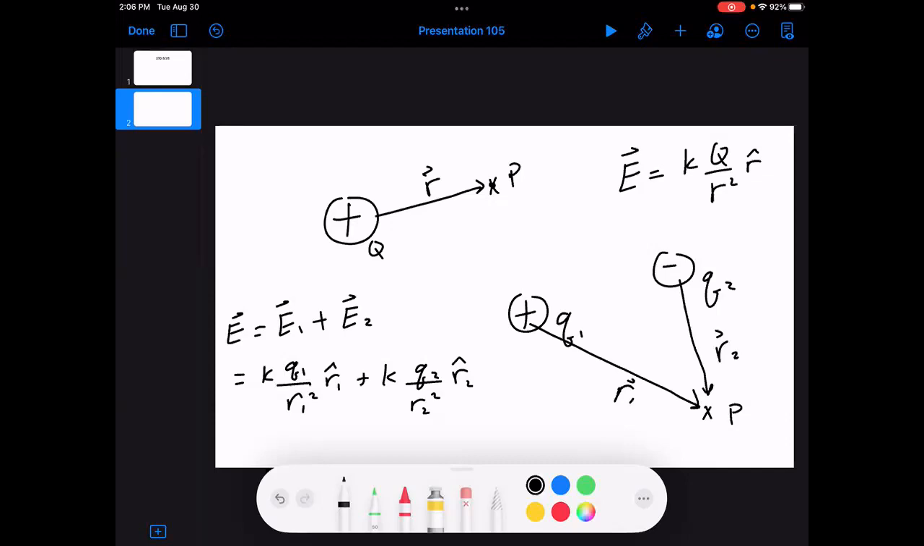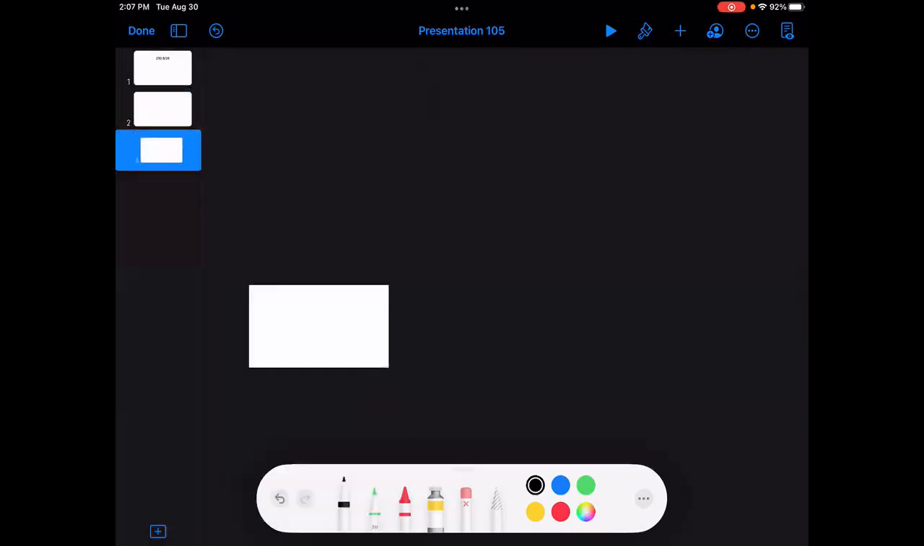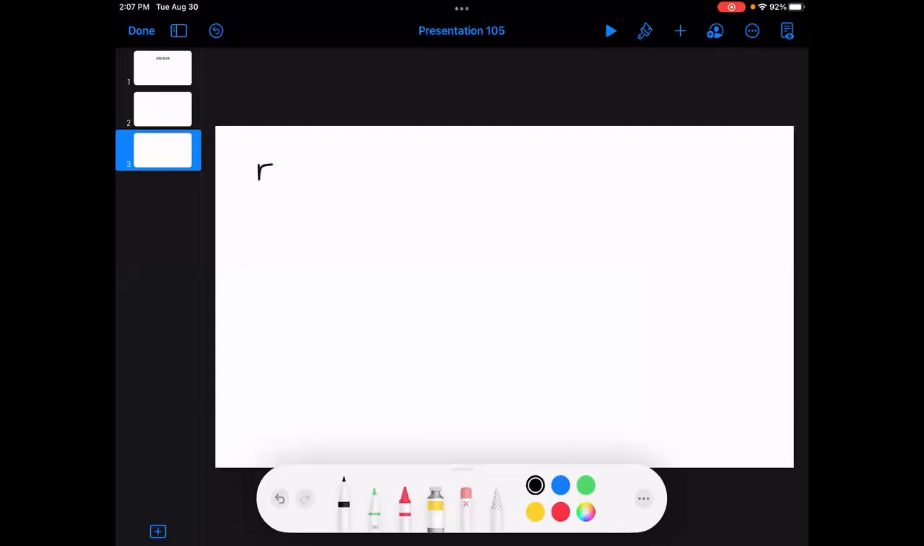And kind of an addendum to that, the R1 hat and the R2 hat, they're not the same directions. You see the way R1 is pointed and the way R2 is pointed. Those are the directions for R1 and R2. So with the R hat, we're not actually multiplying by anything. That's just for direction.